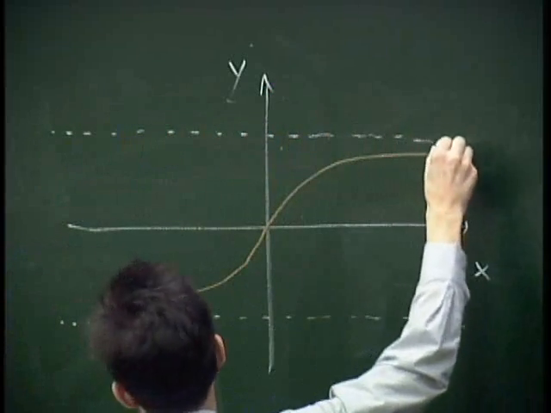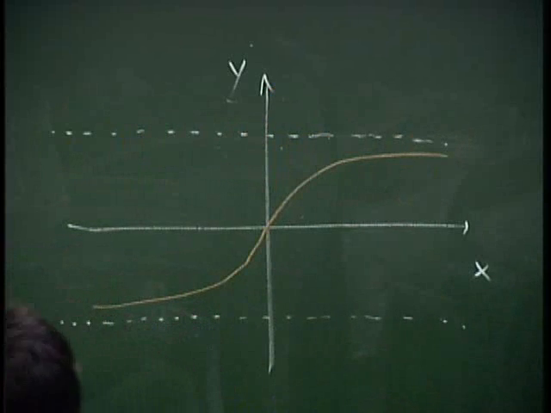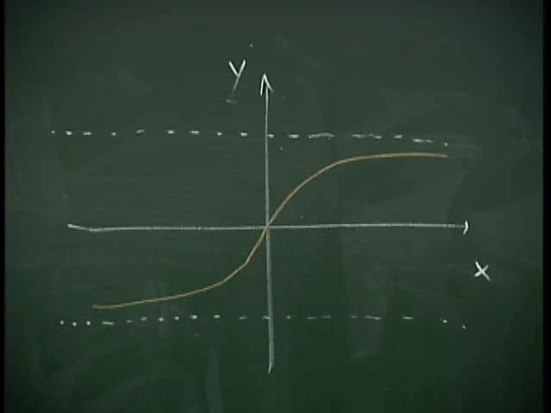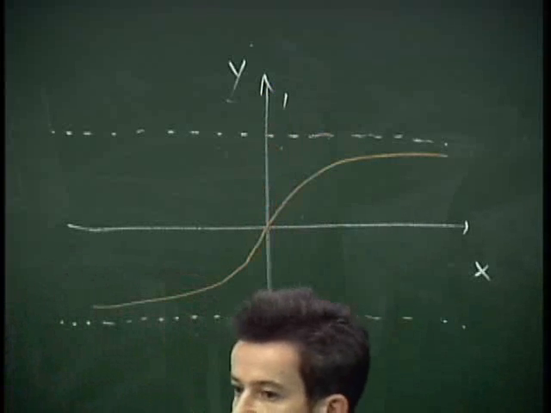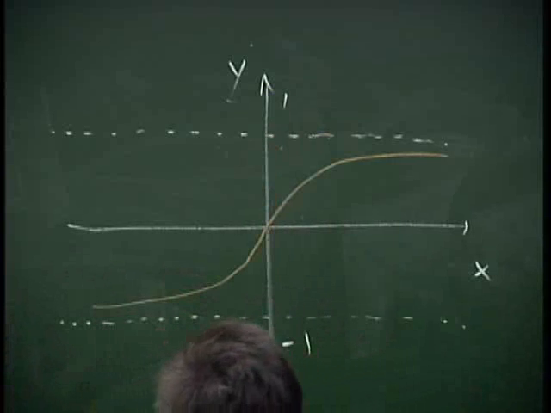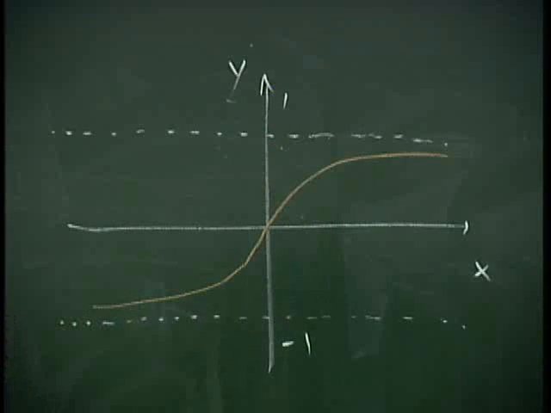horizontal asymptotes. If you plug in the definition, what you get here is e to the x minus e to the minus x over e to the x plus e to the minus x. As x tends to infinity, this tends to 1, and as x tends to minus infinity, this tends to minus 1. So this is the graph of the hyperbolic tangent. You see already here it is also 1 to 1.